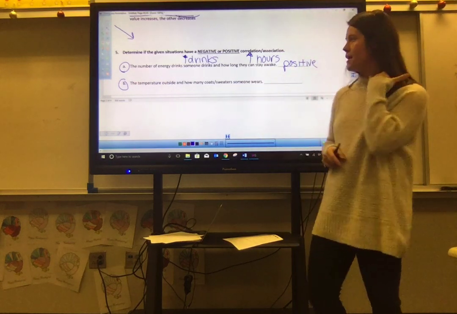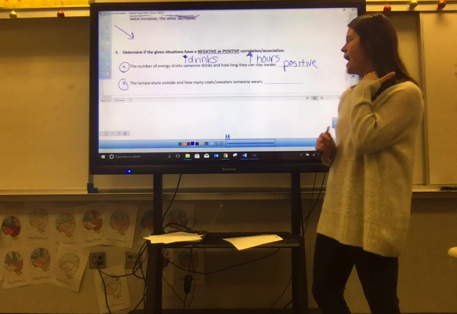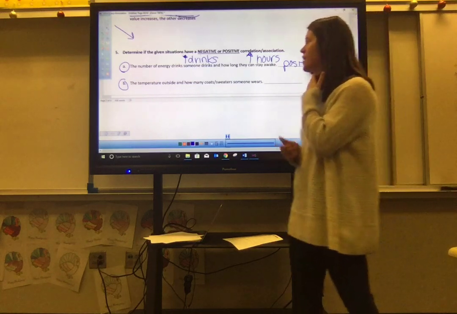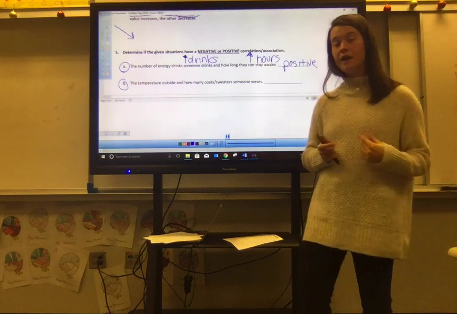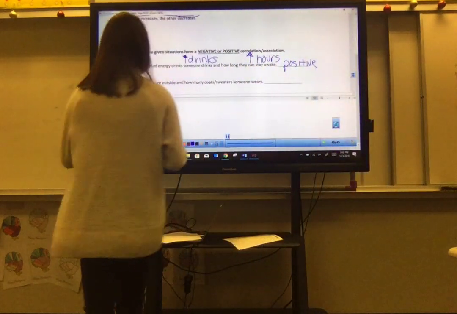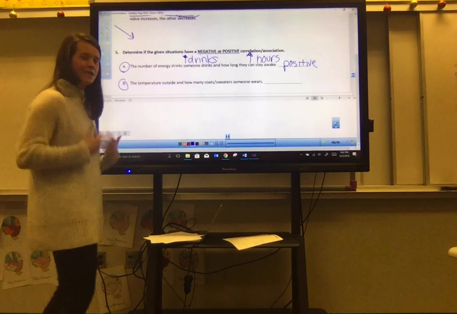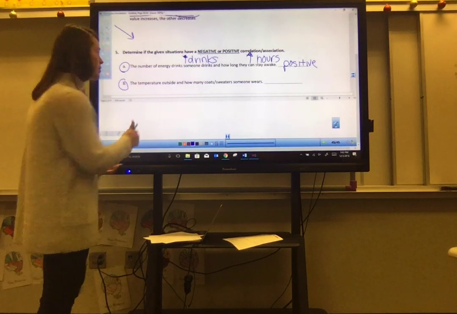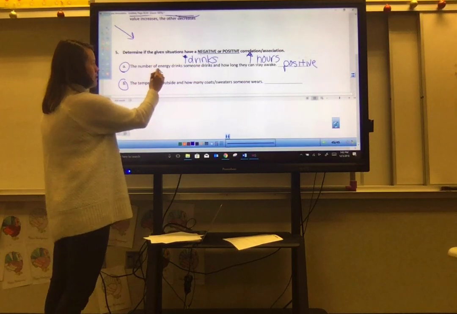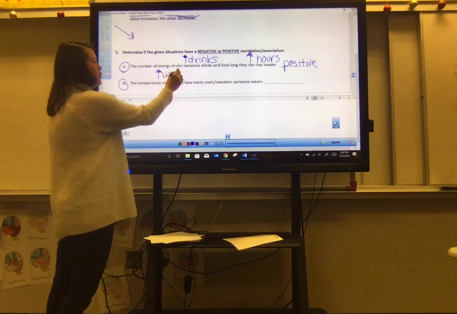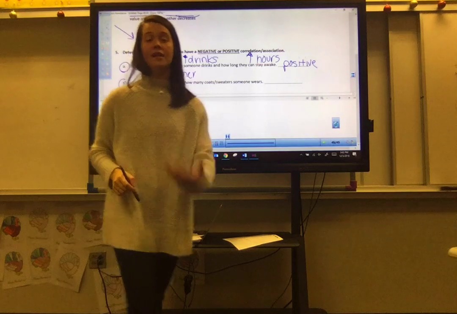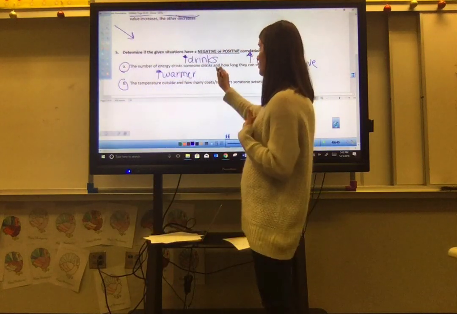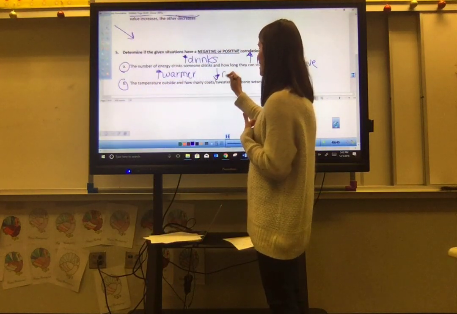Look at something like B, the temperature outside and how many coats and sweaters one wears. So let's think about that temperature. You could think about it in two ways. As that temperature increases, as it gets warmer and warmer and warmer outside, do you wear more coats or do you wear less coats? You wear less coats. The amount of layers that you're wearing is decreasing. Less coats.